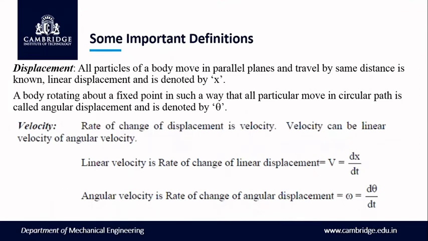Let us move to some important definitions. We know the basic definitions, the displacement. So all particles of a body move in parallel plane and travel by some distance is called as linear displacement. We can denote the linear displacement by x. A body rotating about a fixed point in such a way that particle moves in circular path is called as angular displacement. And we know the angular displacement is denoted by theta.